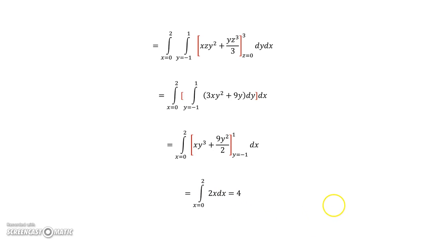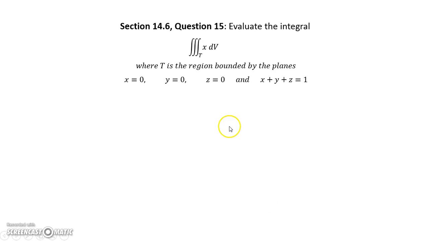So this was just a straightforward example to show you how to do triple integrals, which is basically the same as double integrals. Now let's move to a new example. The example says, okay, evaluate the integral over the region T, and the function that we have is only x, and then dV. So it says where T is the region bounded by the planes x equals 0, y equals 0, z equals 0, and the plane x plus y plus z equals 1.